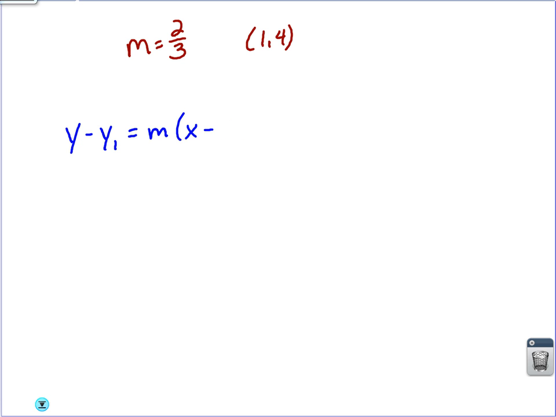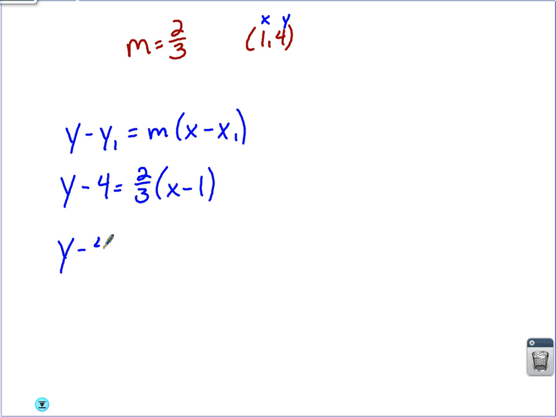y minus y1 equals m times x minus x1. I have a y1 value of 4, remember this is x, y. I have a slope of 2/3, and I have an x1 value of 1. Distributive property: y minus 4 equals 2/3 times x minus 1. That gives you 2/3 x. 2/3 times negative 1 is negative 2/3.